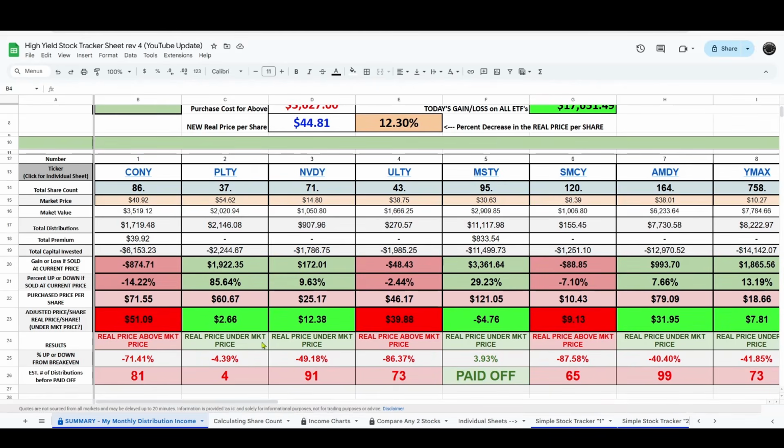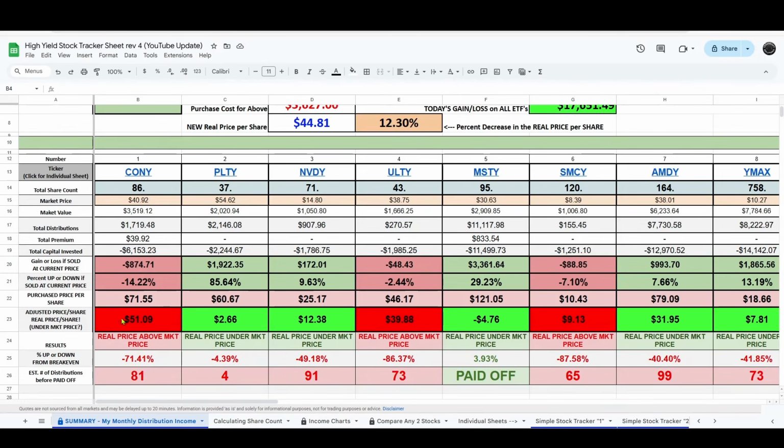So come Monday, I don't have to worry about NVDY, right? I'm not looking to buy shares of NVDY because my real price per share of $12.38 and the market price of $14.80, I'm not looking to buy any. That's why when I see green here, I'm not even watching NVDY, okay? I'm not even watching it because it does not need me to even look at it. It's green, it's doing fine. The distributions are staying ahead of that market price at that current state. But if it's red, those are the ones that I can watch, right?